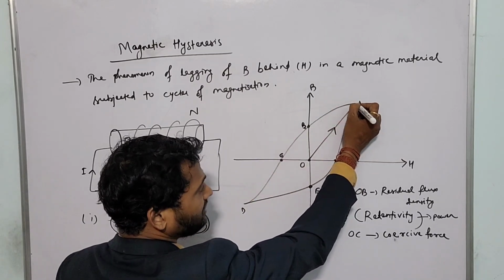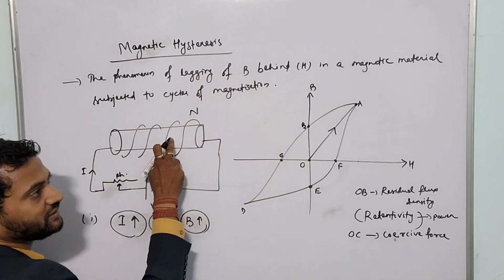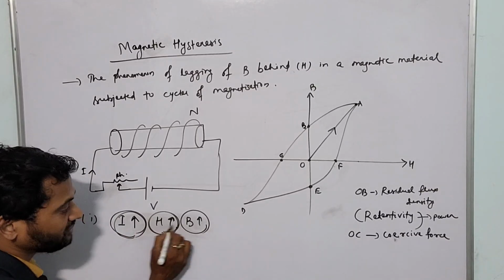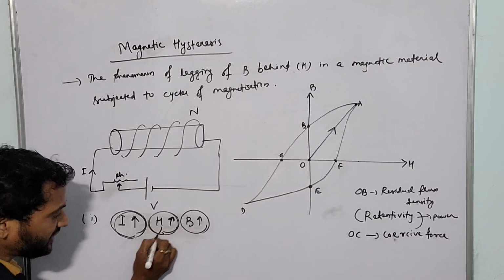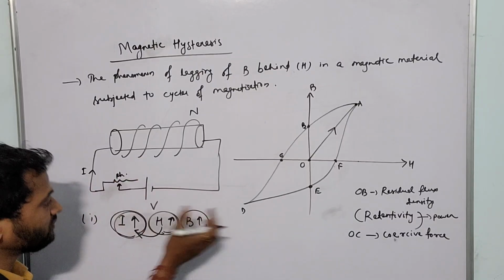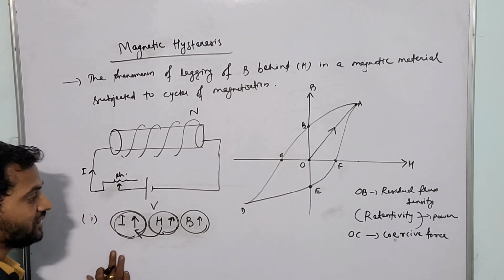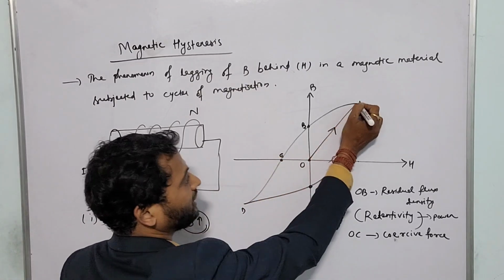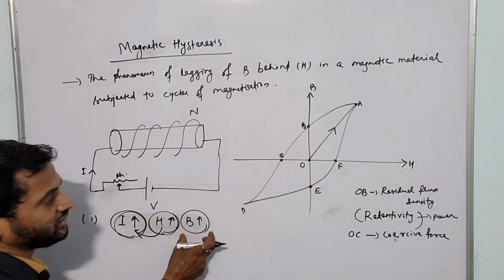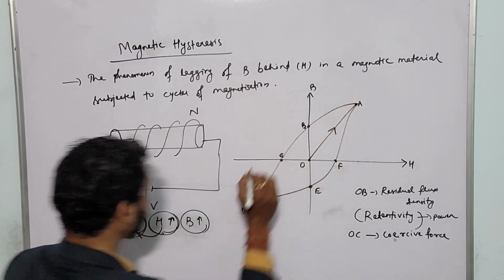Then at a certain point saturation occurs. Due to the saturation property of this magnetic material, if I increase the value of H, B will not increase. H is a function of I. We can increase the value of I as much as we want since we have a power supply. That doesn't mean B will increase linearly. So B will increase up to a certain point, then saturation occurs. That path will be followed through this one, OA.